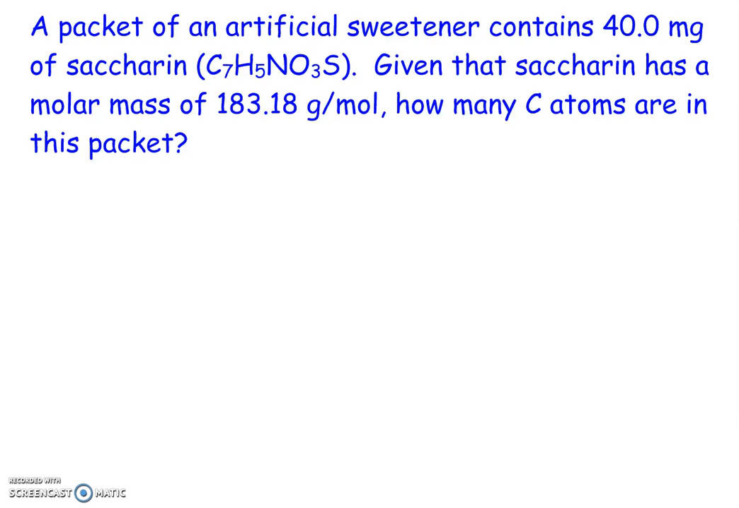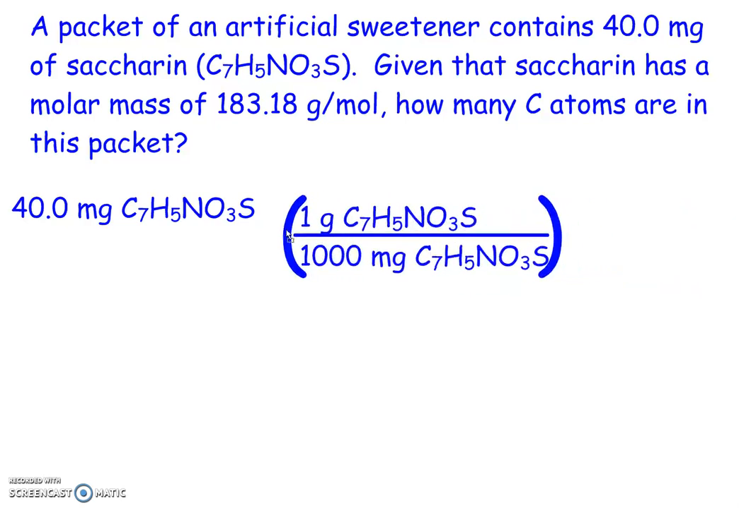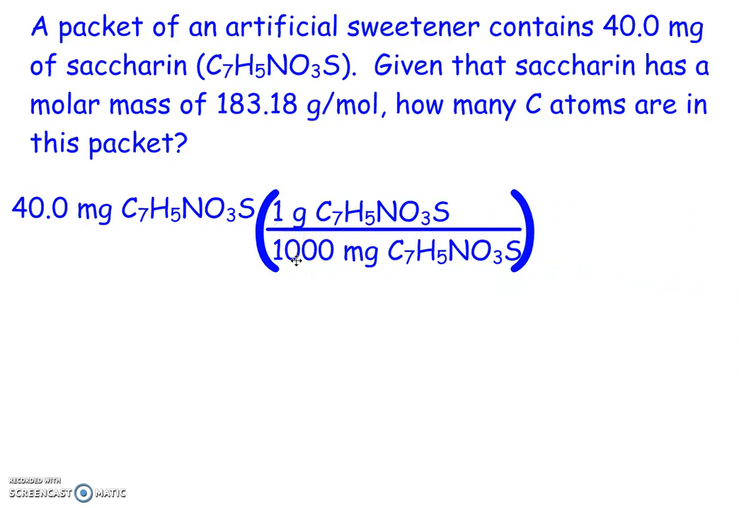You can't just plug it into that little roadmap because it doesn't give us all of the steps we need. When we have the molar mass, that's the mass of 1 mole in grams. But we don't have grams, we have milligrams. So the first thing we need to do is we have 40 milligrams of saccharin. I need to convert that to grams. So you should have the prefix milli memorized, and there's 1 gram is 1,000 milligrams. So now the units of milligrams cancel out, and I have how many grams of saccharin I have.